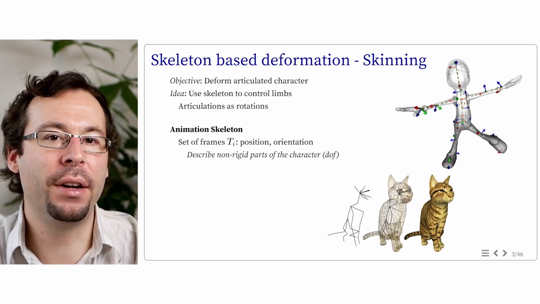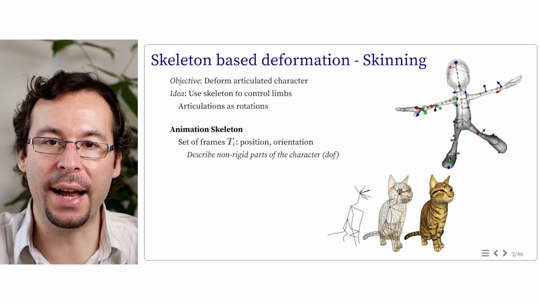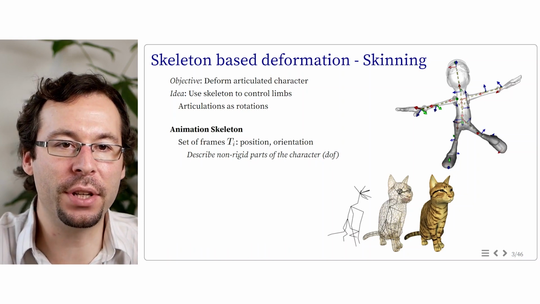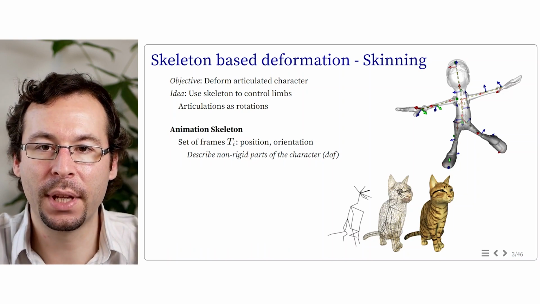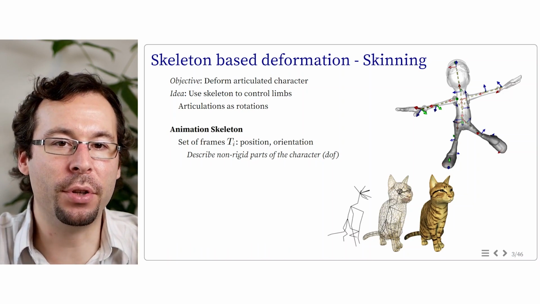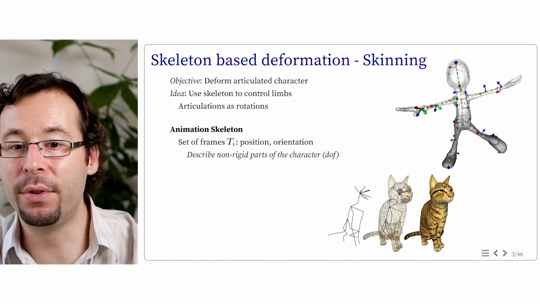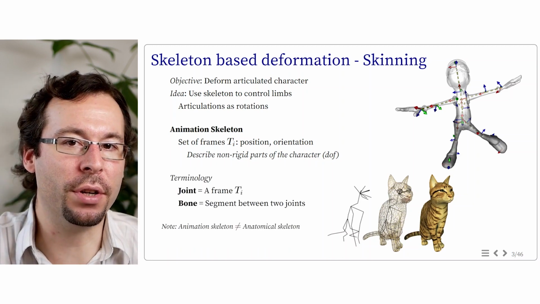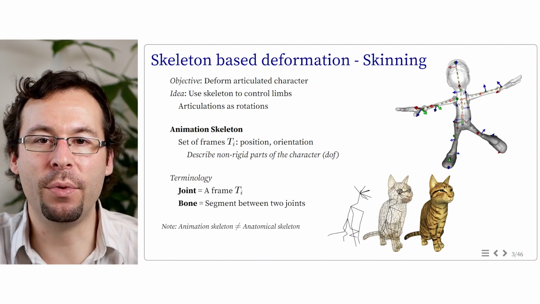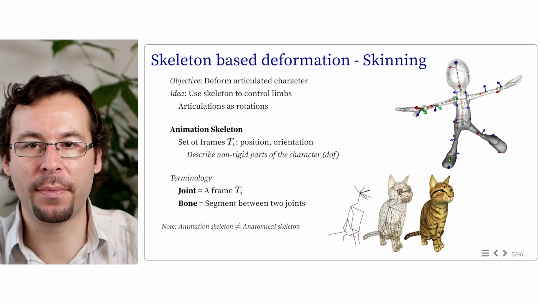So more formally, an animation skeleton is composed of a set of frames, Ti, that are defined by a position and an orientation, and often organized as a tree structure. Each frame can describe the non-rigid parts of the character, or in other words, its degrees of freedom. By straightforward analogy, we call a joint the frame Ti, and we call a bone the segment between two consecutive joints.